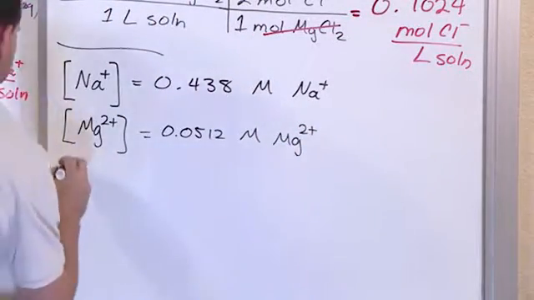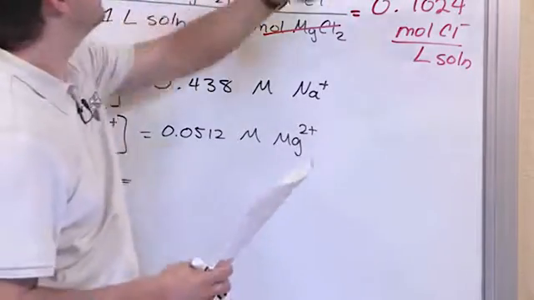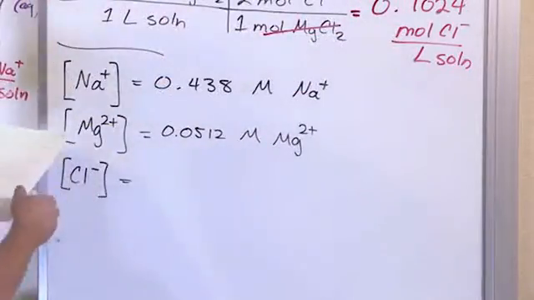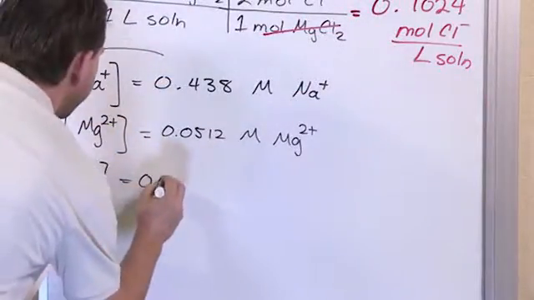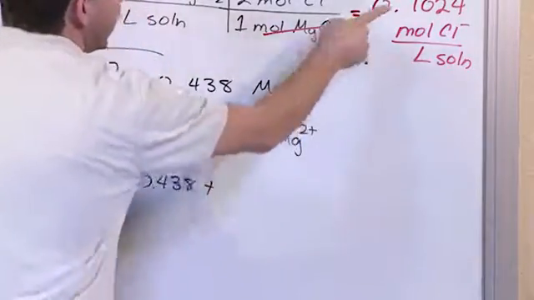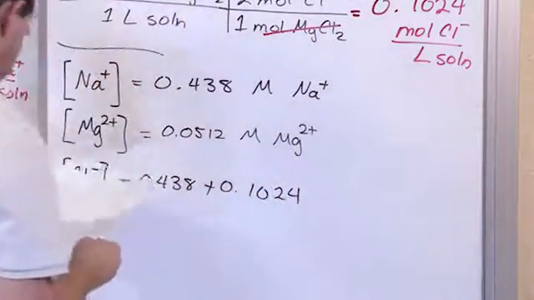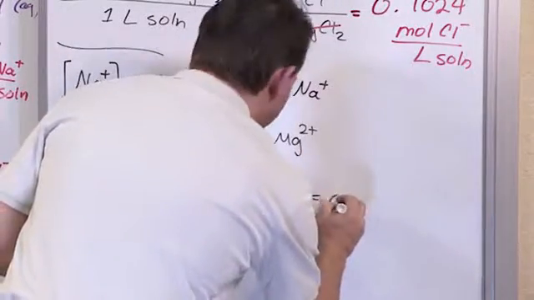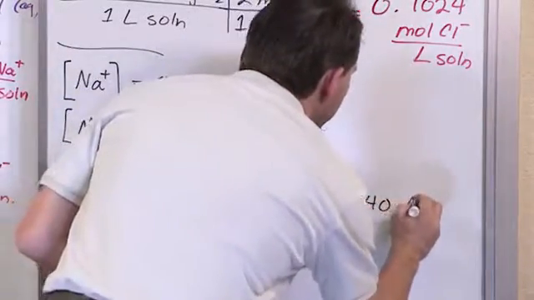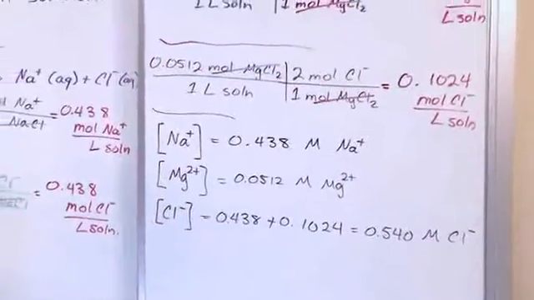And then finally, we calculate from chlorine, the chlorine ions. Now here's a little different. We have some chlorine ions coming in from the sodium chloride, and we have some chlorine ions coming from the magnesium chloride over here, actually. So what we're going to have is 0.438. 0.438 comes from the chlorine ions from here, plus we're going to add the chlorine that comes from there, 0.1024. And so what we get is 0.540 molar Cl negative, like that, 0.540 molar. And these are all the answers.